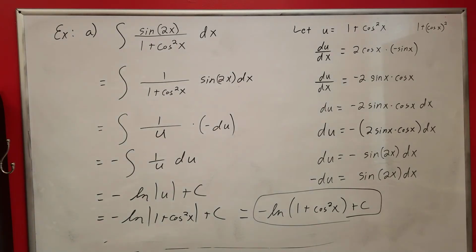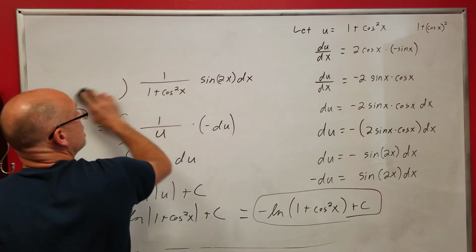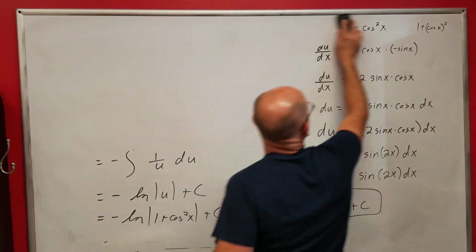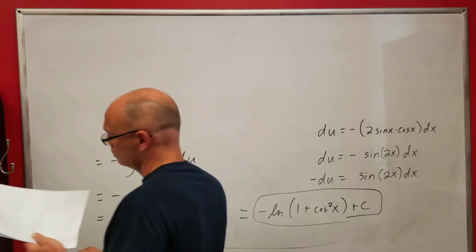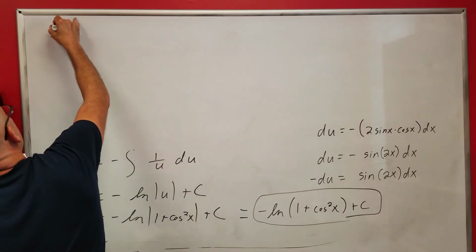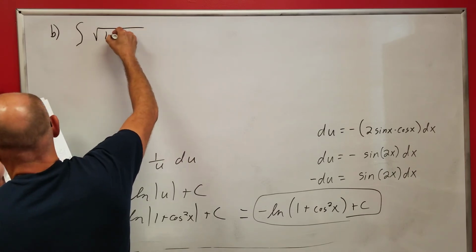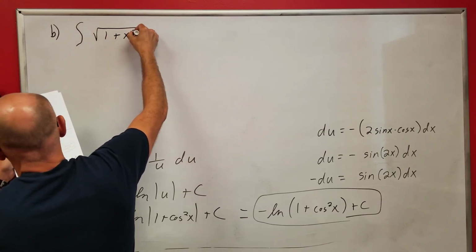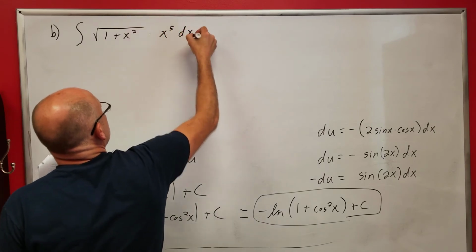Let's take a look at part B here. Part B, these less obvious substitutions. All right, so for part B, I have the integral of the square root of 1 plus x squared times x to the 5th dx.